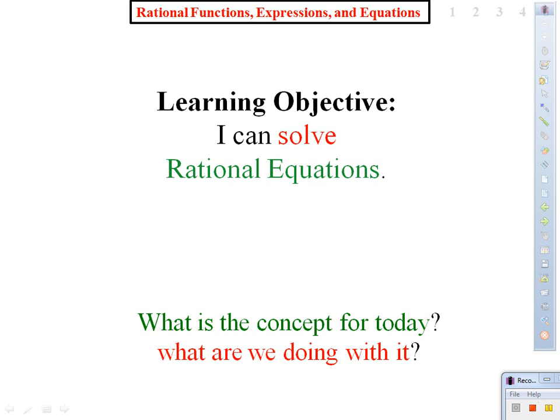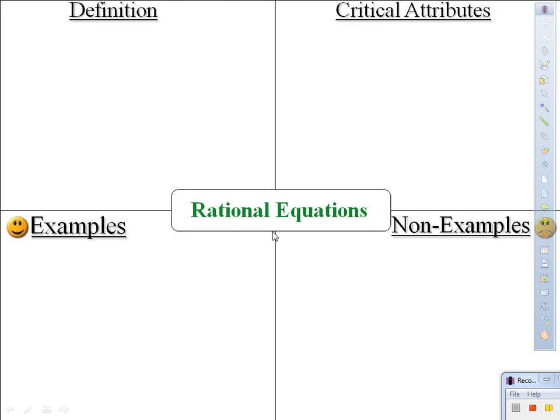Rational equations, that is correct. So, what are rational equations? Rational equations are an equation that contains one or more rational expressions.